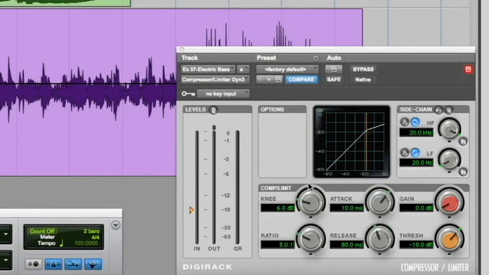But as you can see with the knee, this is a much more nuanced position. It's saying if you're below, you are going to get compressed, but you're not going to get compressed as hard as you would be if you're above that threshold. So what does that end up giving you? It gives you a more transparent compression.